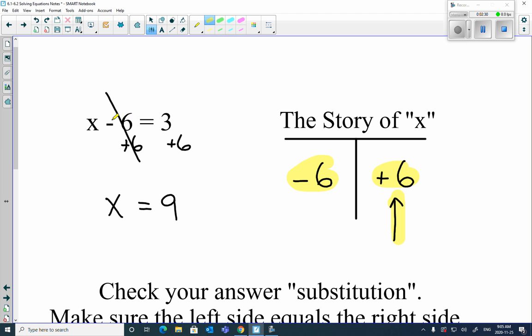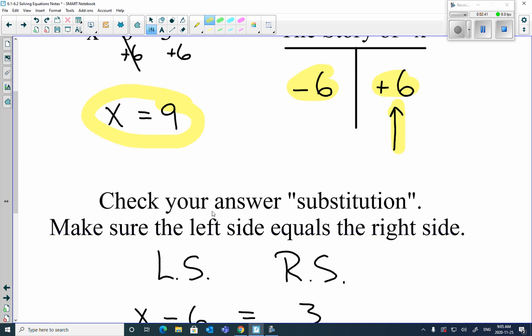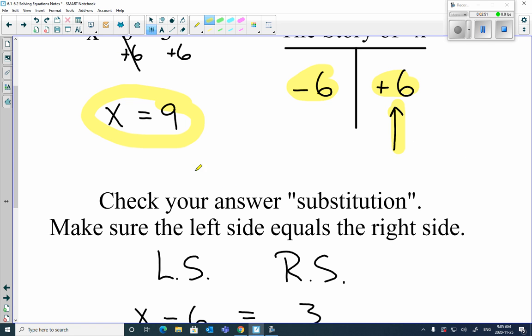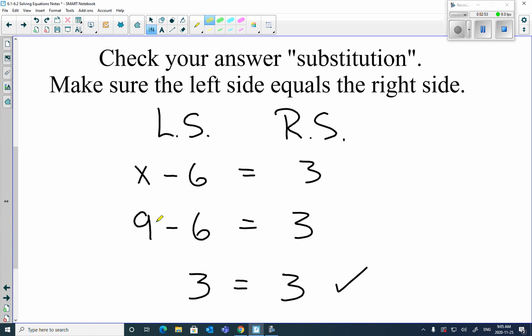So then we do the math. Negative 6 plus 6, those are gone. And then we have 3 plus 6, which is 9. So our answer is x equals 9. Are we right? Well, we don't know. Let's check with substitution. So again, we do left side, right side, put the equation down, x minus 6 equals 3. And then wherever there was an x, we substitute in the value. So in this case, remember, x is 9. So we substitute in 9. So 9 minus 6, right? And then we work our way through. 3 equals 3. Yes, left side equals right side. So we know we got it correct.